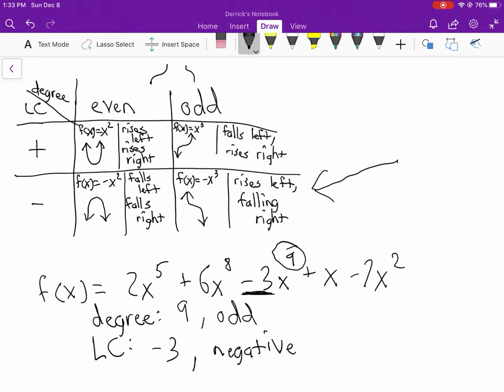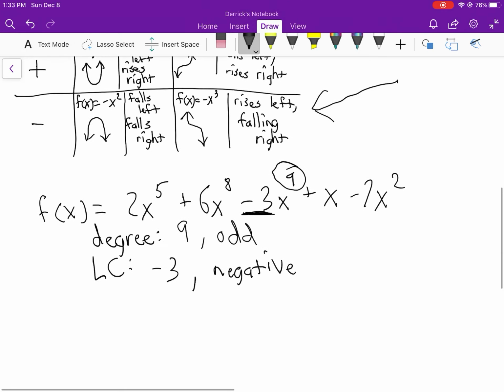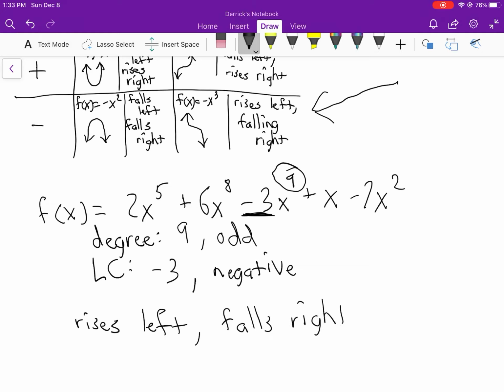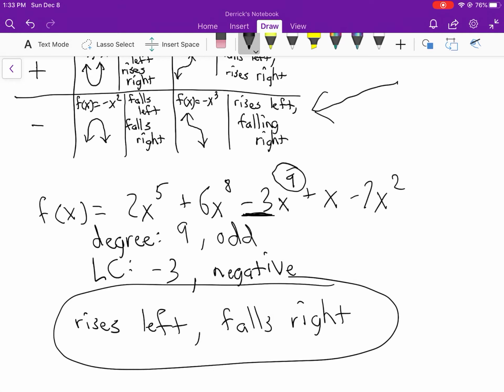So I'd be thinking of it as if it was a negative x to the third, or in general, like we talked about, a negative odd degree function. If it's negative, it's going to be trending downwards as it goes from left to right, which means it should be starting in the top left. So it would be rising, being the up direction. It's rising as it goes left, but it's trending downwards as we go along, which means it's going to be falling as it goes to the right. Those are end behaviors. That's all I'm asking you to find for this lesson.